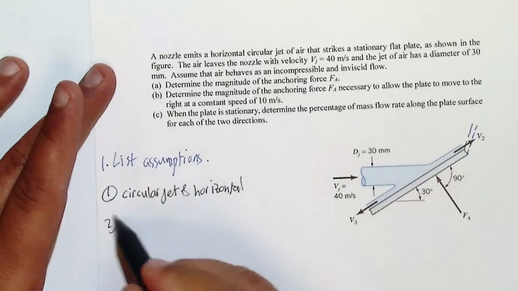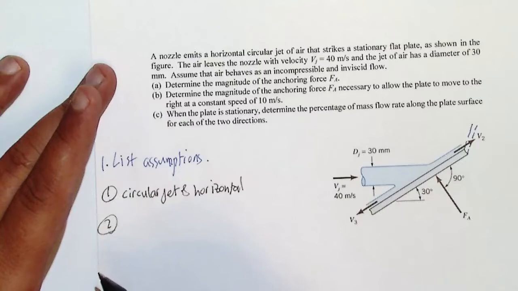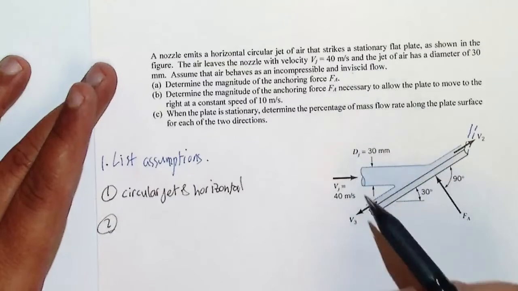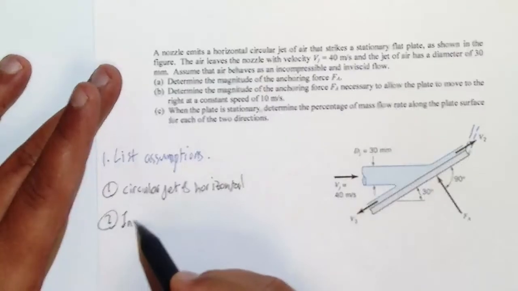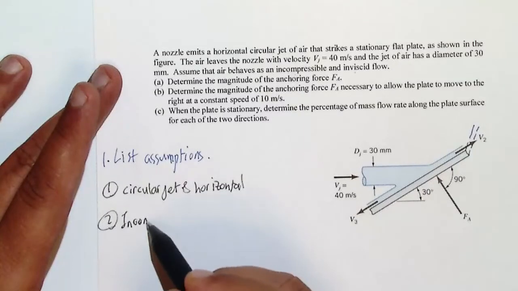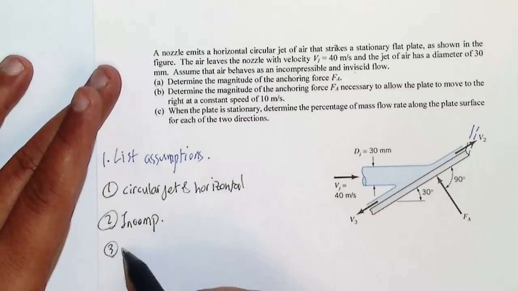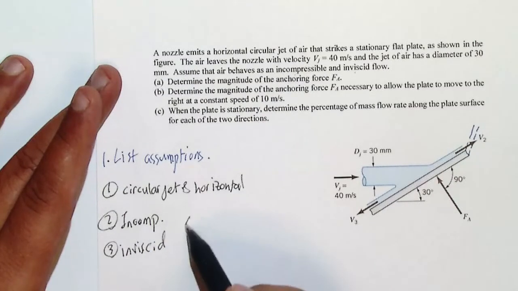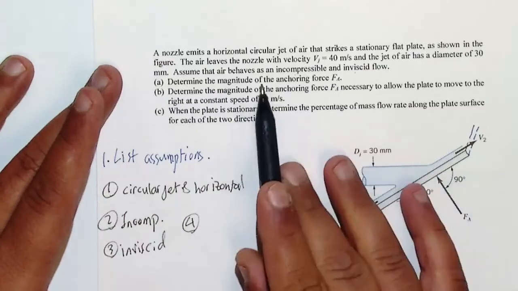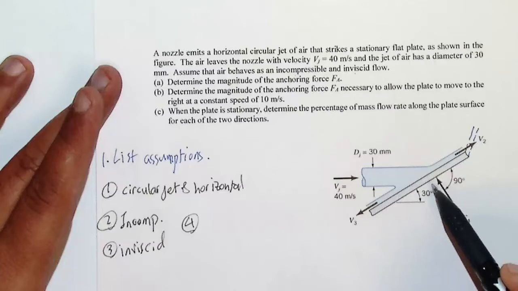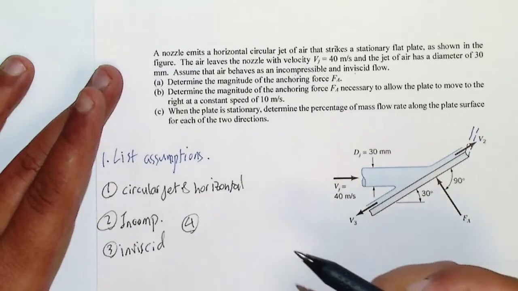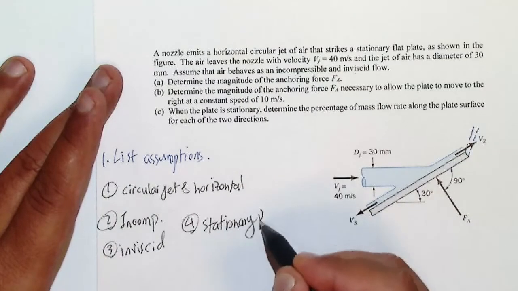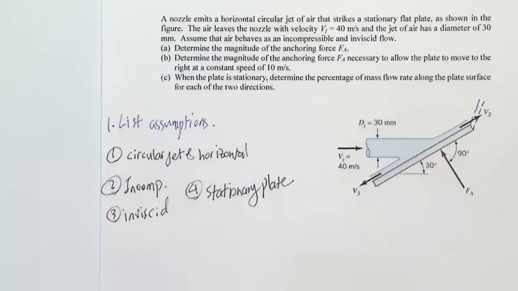What else? Can we assume that the flow is incompressible? It's also given, incompressible and inviscid, right? So you have two more things here: 2 is incompressible flow, and 3 is inviscid flow. What else? In 4, it mentioned that in part A, this is stationary, right? So sigma F on the plate is 0, or a stationary plate. Okay, so these are all assumptions.